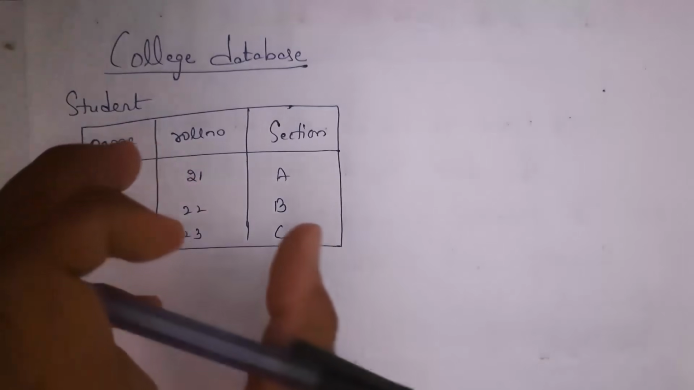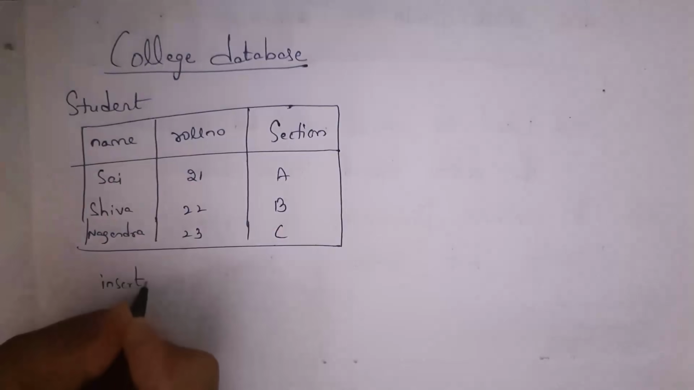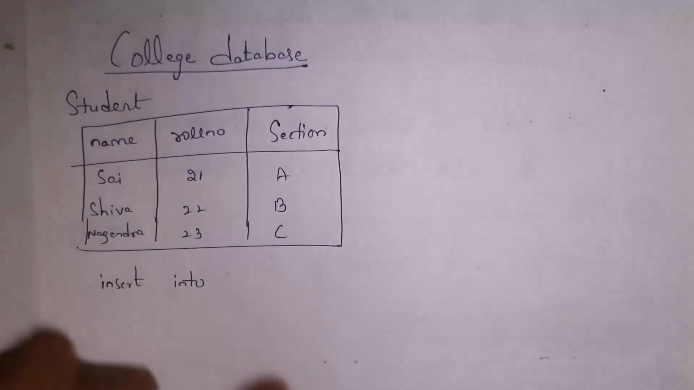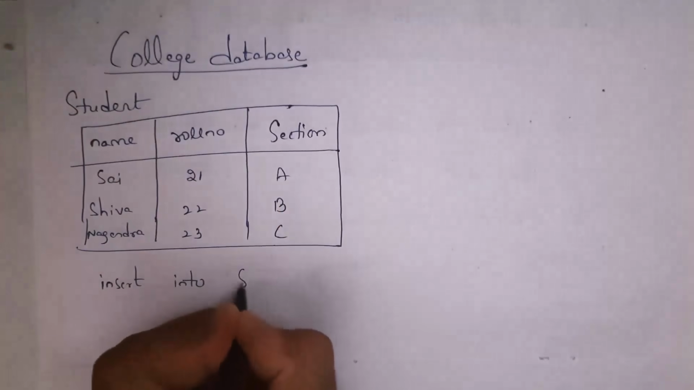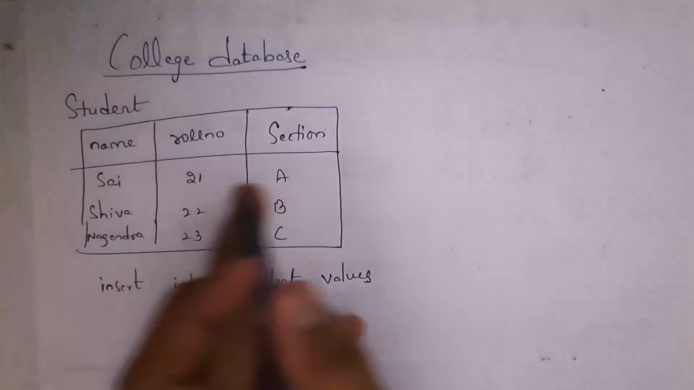In order to insert this data, you need to write code, that is, here you need to use insert command. Insert into, here you need to give table name. In which table you want to insert data? I want to insert data in student table. So just write insert into student values. I want to insert 3 records. First record is name Sai, roll number 21 and section A.